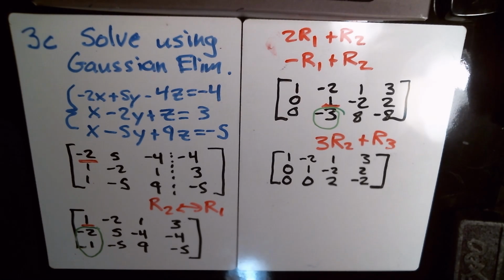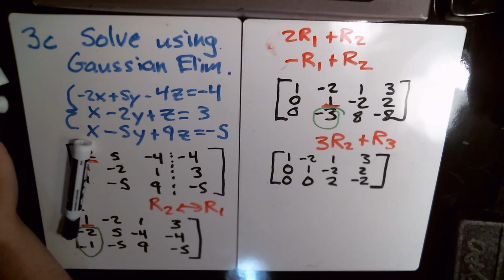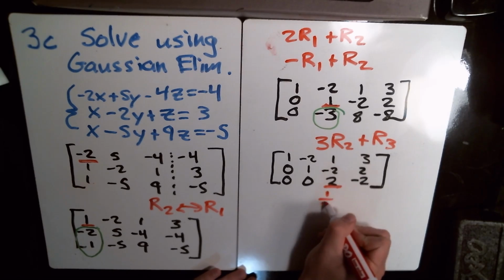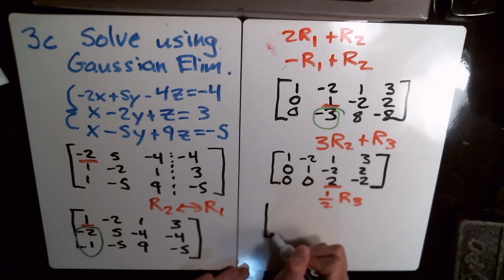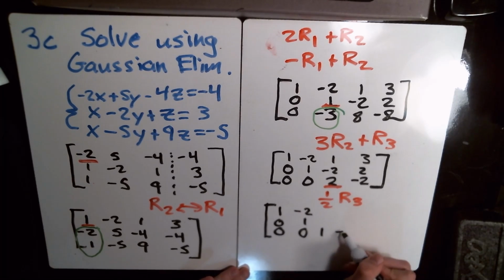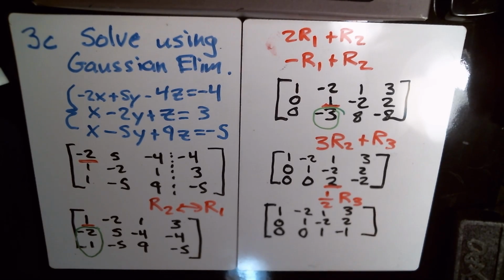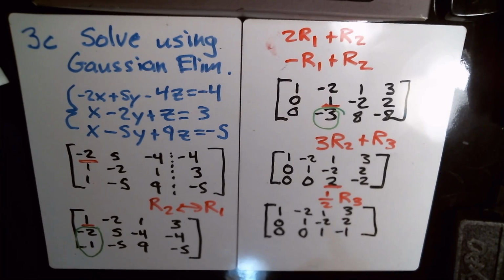Okay, so now I want this to be a 1, so I'm going to divide that whole row by 2. This guy we want to be a 1, so we do 1/2 row 3. Just times that whole row by 1/2, all the way through. When I get that, I did get 1 and then -1.